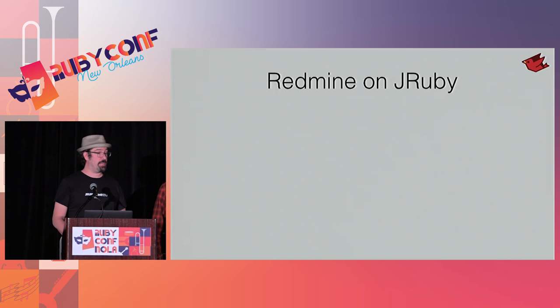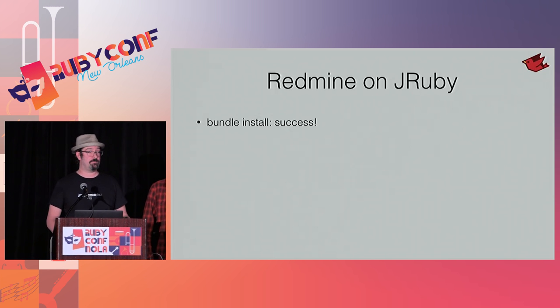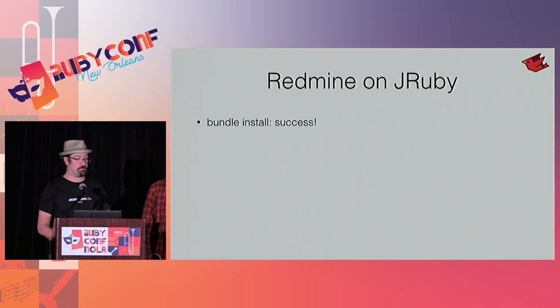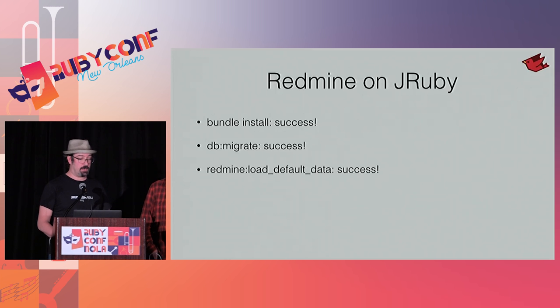So Redmine on JRuby, well, the good news is bundle install actually worked. All of the C extensions that Redmine uses work fine. They have JRuby versions. They installed, no problems. Didn't have to modify anything in the Gemfile to get it going. The database migration also just worked. That's using the 5.1 version of Active Record JDBC. I was able to load the database up, put all the default data into it, and start up the application and actually run it. So it does work.